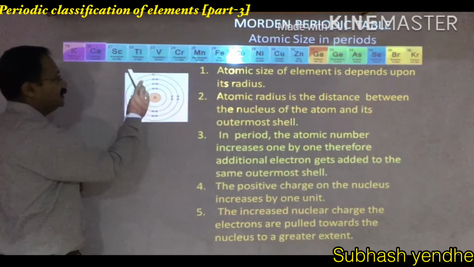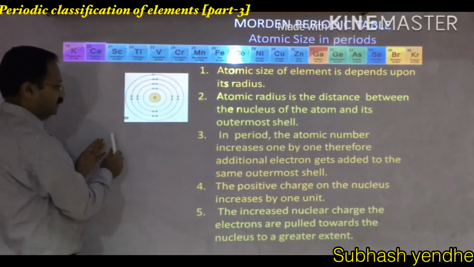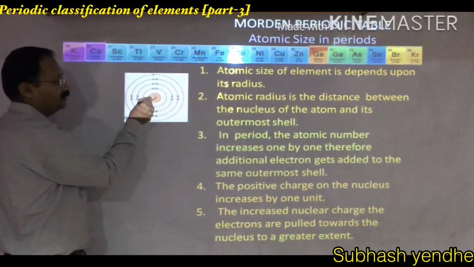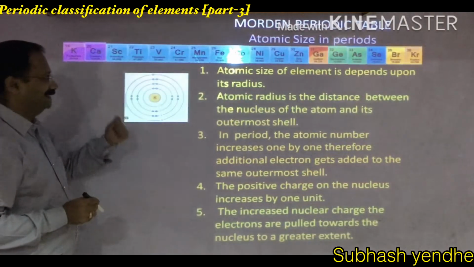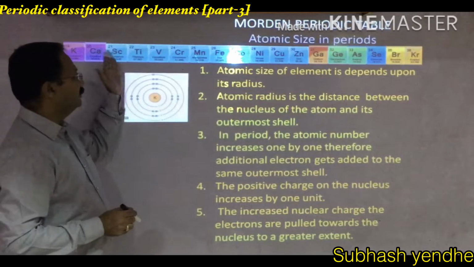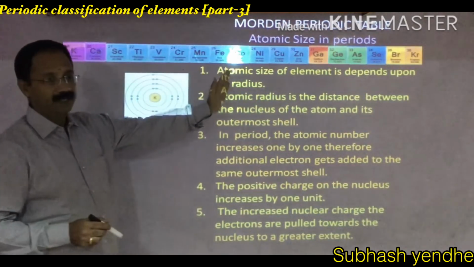And if the nuclear charge increases, then the electron gets pulled toward the nucleus to a great extent, and therefore atomic size decreases in a period from left to right.